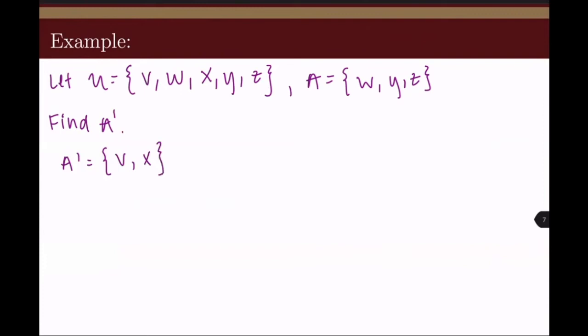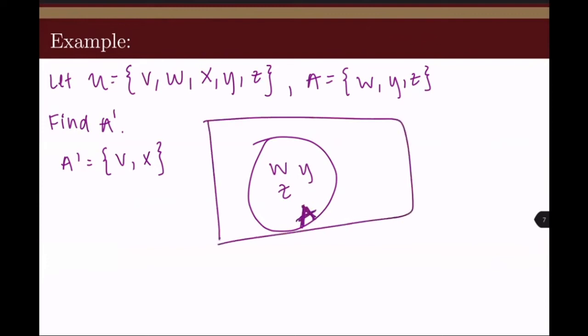Okay, I'll also draw you a picture. This is my set A. Make that a little bold since we're dealing with letters. So set A is here. Here's my universe. And then out here in the universe will be V and X.